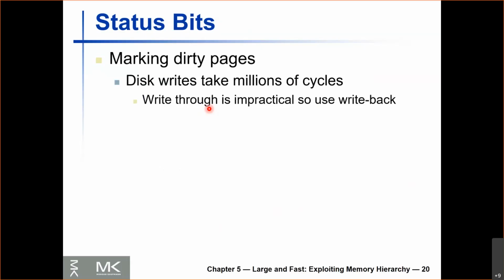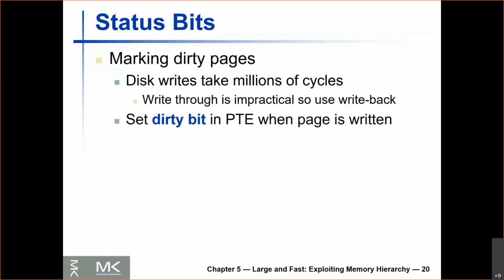So what we're going to do is we're going to design memory as write back, not write through. And because memory is write back, we're going to have to mark dirty pages. So we're going to have to set a dirty bit in our page table entry. So our page table entry, in addition to the valid bit and the physical page number, is also going to have a dirty bit that we set if we write to the page. And when we come to evict the page, we're going to check if the dirty bit is set. If it is, we're going to write it back to disk. Okay, clear?